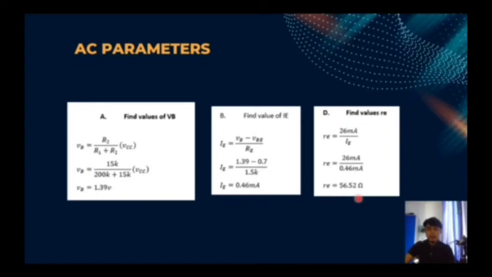Next, we need to find the value of re. The value of re is equal to 26 millivolts over IE. The 26 millivolts is determined by the semiconductor itself, so it is a fixed value. And we get 56.52 ohms.